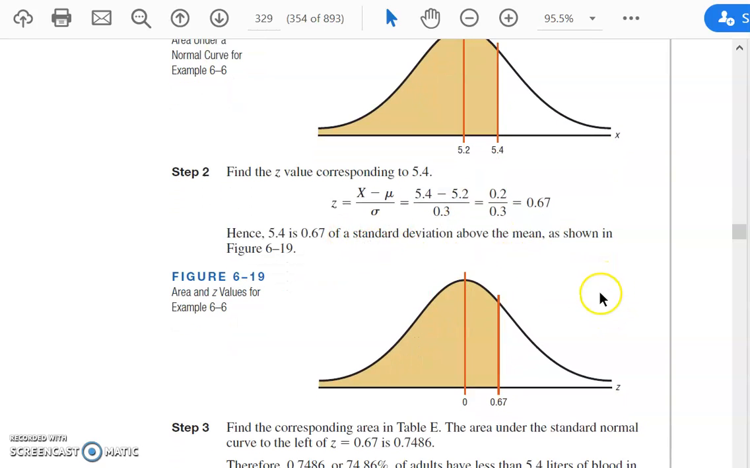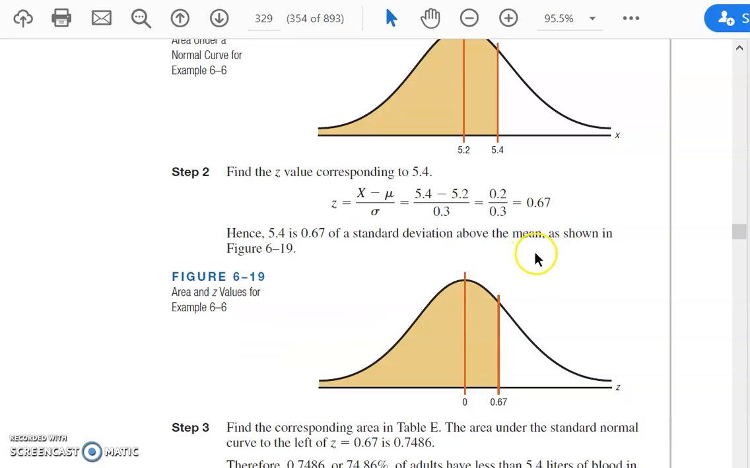That language there is a little bit confusing. What he's basically saying is, we're going to use the standard deviation as our yardstick. There it is right there, the standard deviation, 0.3. So it's 0.67 of a standard deviation. If you think of the sigma as being the yardstick, how far over are you? You're 0.67 of one standard deviation. Sorry, I'm having technical difficulties.